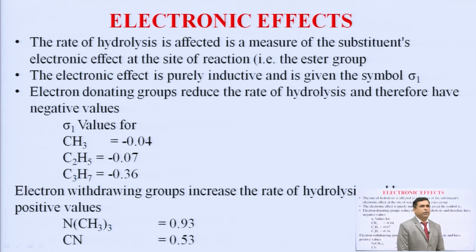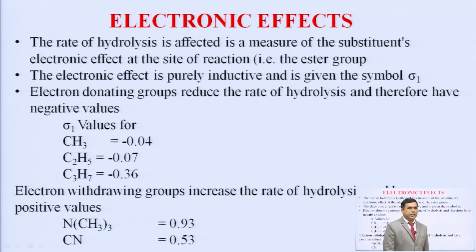Here the rate of hydrolysis is a measure of the substituent's electronic effects at the site of the reaction, that is the ester group. Here I am talking about the aliphatic ester, so the hydrolysis of the ester is affected by the substituents. The electronic effect is purely inductive and is given by sigma I. And electron donating groups reduce the rate of hydrolysis in the case of aliphatic esters.